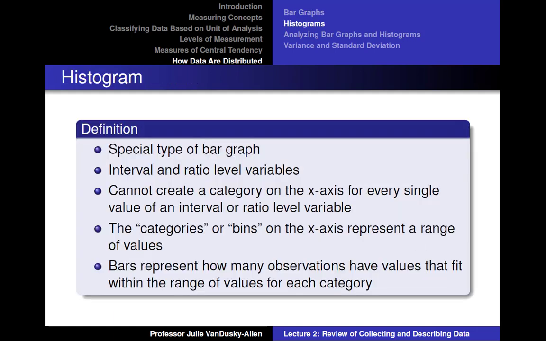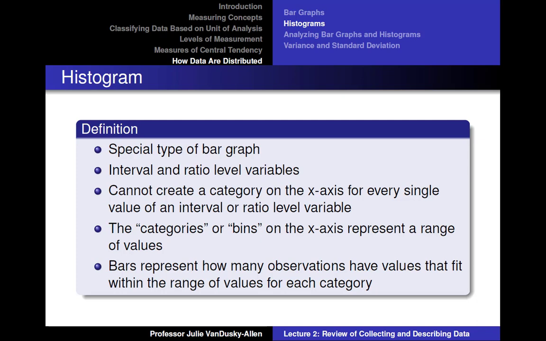Now I'm going to briefly describe how histograms are constructed. A histogram is just a special kind of bar graph for interval and ratio level variables. If we made a bar graph out of an interval or ratio level variable, then we'd have to put a category on the x-axis for every single value of the variable, which would be a lot of categories. With so many categories on the x-axis, the graph wouldn't be visually appealing or informative.